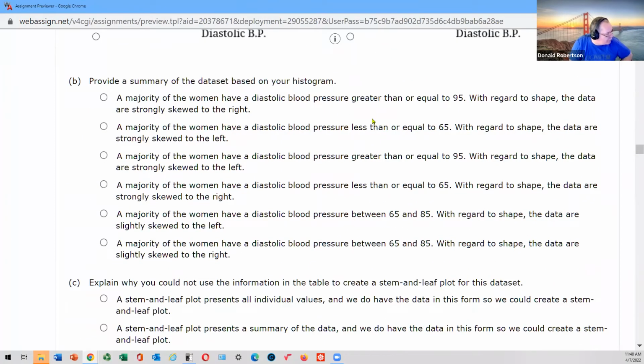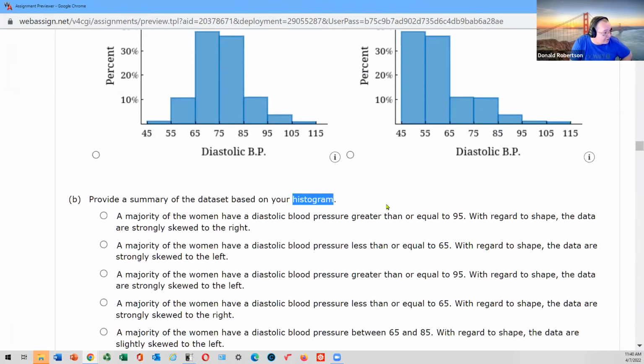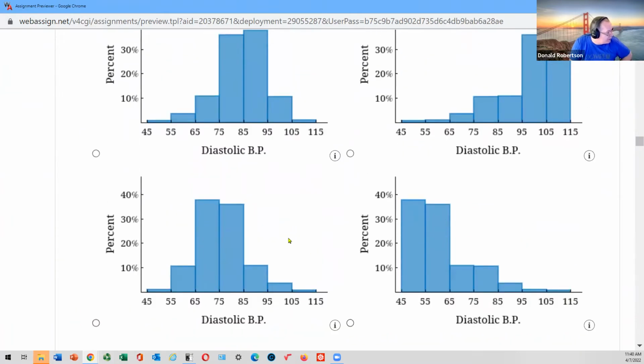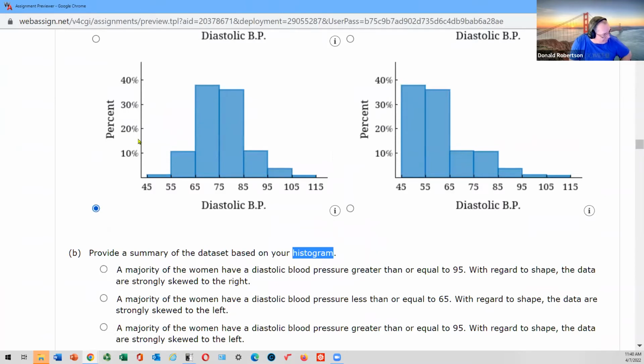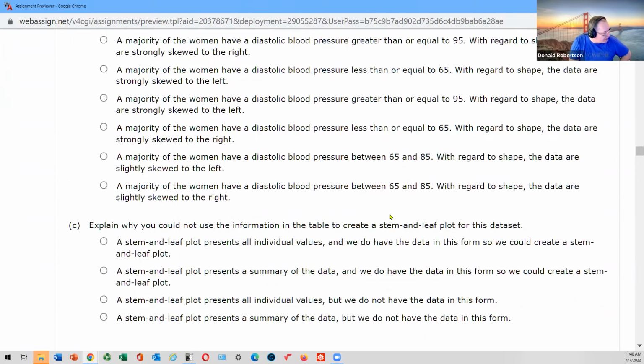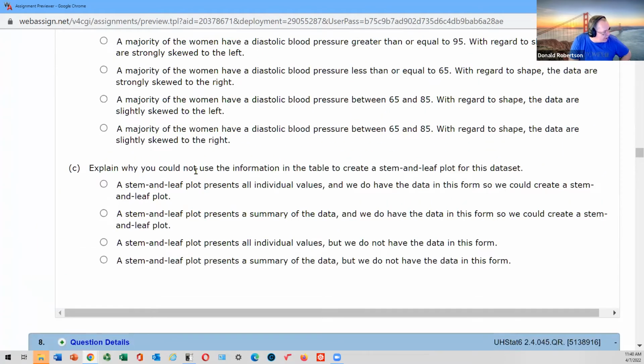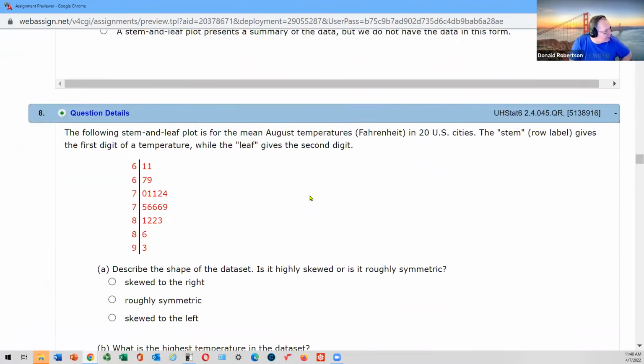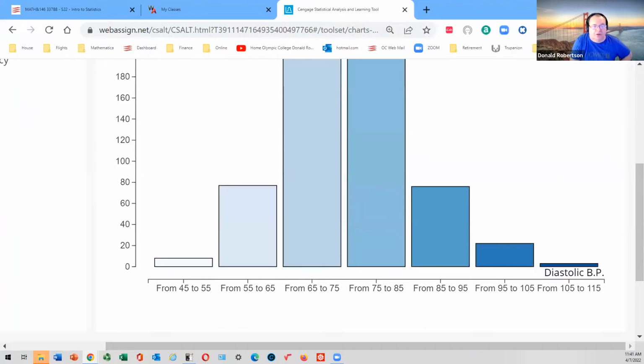And then here are some questions. Provide a summary of that histogram. And they're even calling it a histogram. And in my case now, it ends up being that shape, right? And there are some sentences, and you pick which one it is. And then why you can't use a stem and leaf. They haven't mentioned the stem and leaf until we get to question 8. So let me show you what a stem and leaf looks like. That way, when they say, why can't you use a stem and leaf, the question will make more sense.